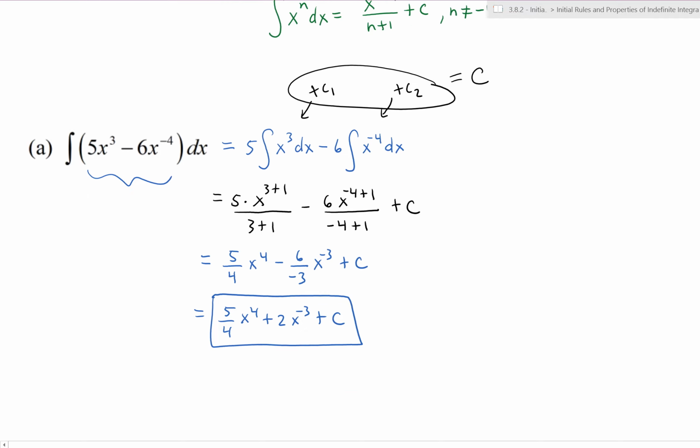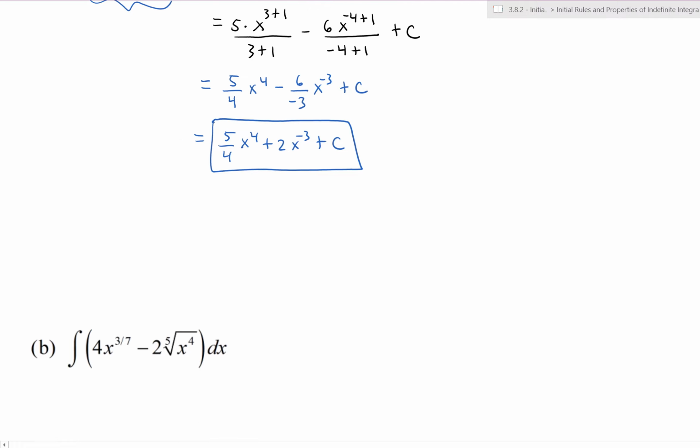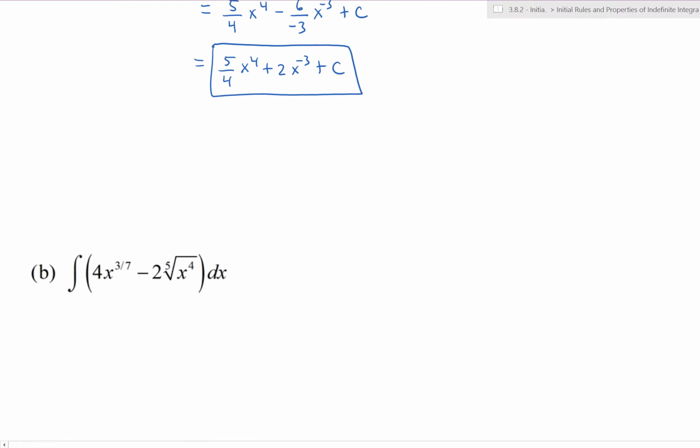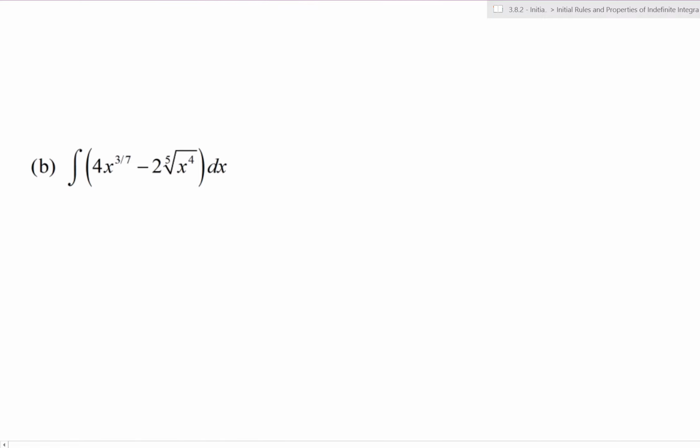So there's one example. Let's look at one more involving the power rule. This one, we have some fractional powers, and we also have some radical involved. Again, I could split this up into two different integrals and write it as 4 times the integral of x to the 3/7 power with respect to x, and then minus 2 times the integral. And right now we have a 5th root of an x to the 4th. So it is going to be helpful here if we turn this radical form into an exponential form so that we can actually apply the power rule.